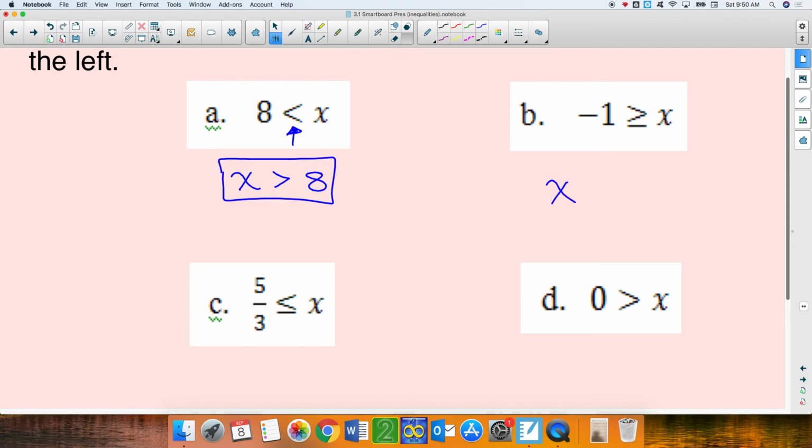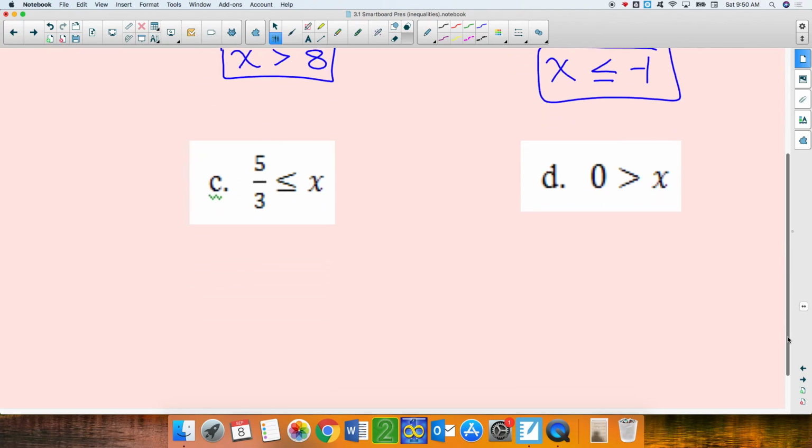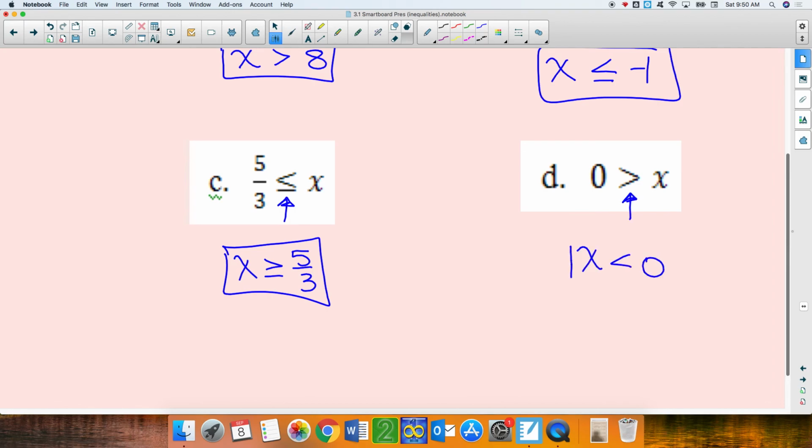Next, I'm going to put my X, put my -1. My inequality symbol is eating my -1, so it needs to eat my -1 here. On C, rewrite it, X, and then 5/3. My inequality is eating my X, so it needs to eat my X here. And lastly, X and 0, it's eating the 0. It needs to eat the 0 here.